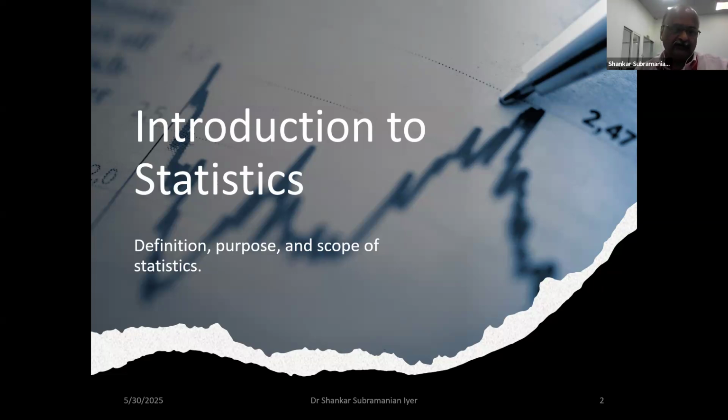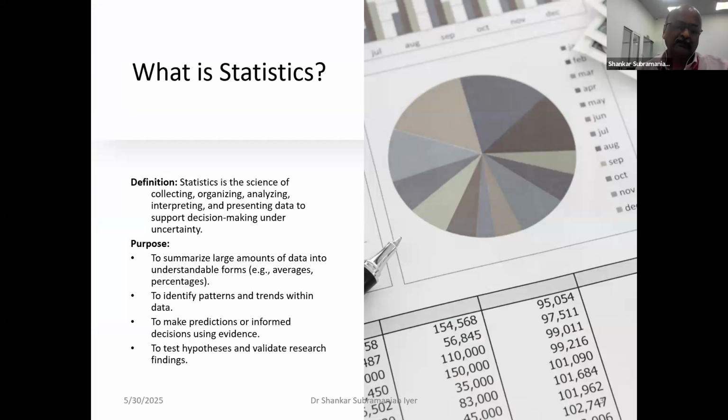So when you're saying statistics, statistics is the science of collecting, organizing, analyzing, interpreting, and presenting data to support decision making under uncertainty. Okay, so it can be, as I said, in any form. It needs to be converted finally to come to a decision, to the process where it's understood by you, so you can draw some decisions. So the whole purpose is to summarize large amounts of data into understandable forms. That could be, for example, averages, percentages, charts. Okay, so any of these can be done.